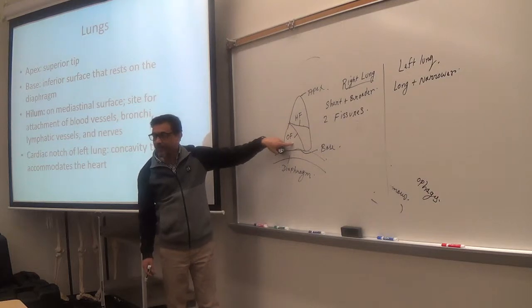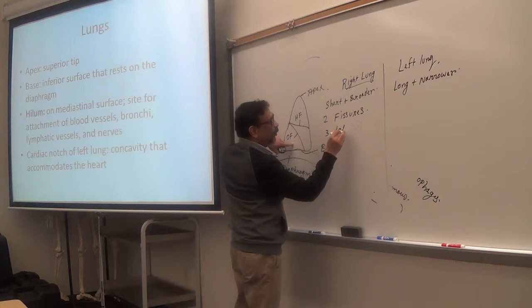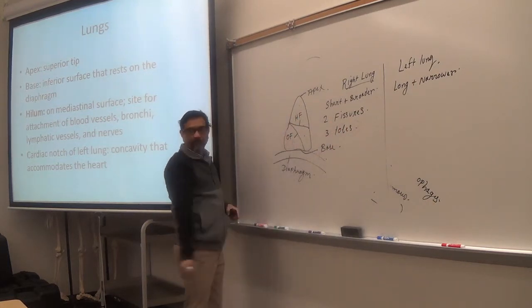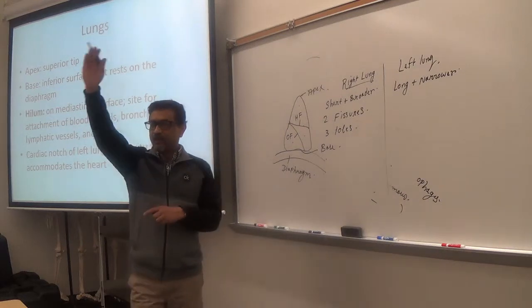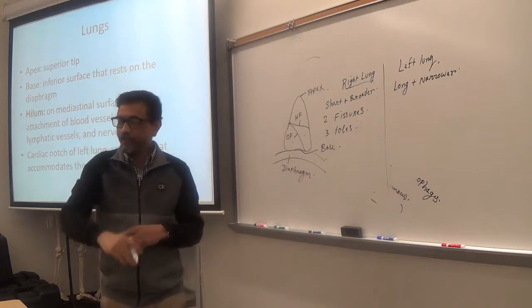3 lobes. Make sense? So 2 fissures, 3 what? Lobes. Superior lobe, middle lobe, inferior lobe. Makes sense, right? Superior lobe, middle lobe, inferior lobe.